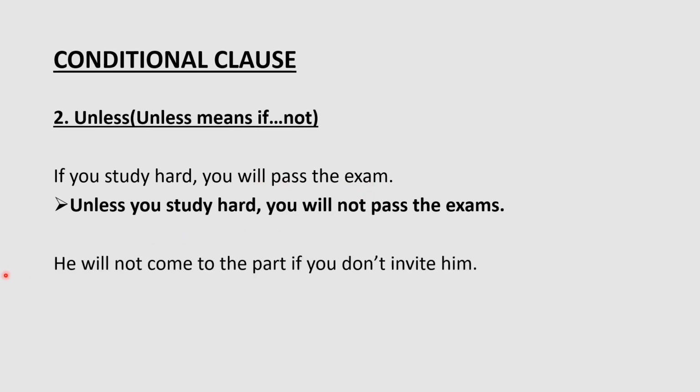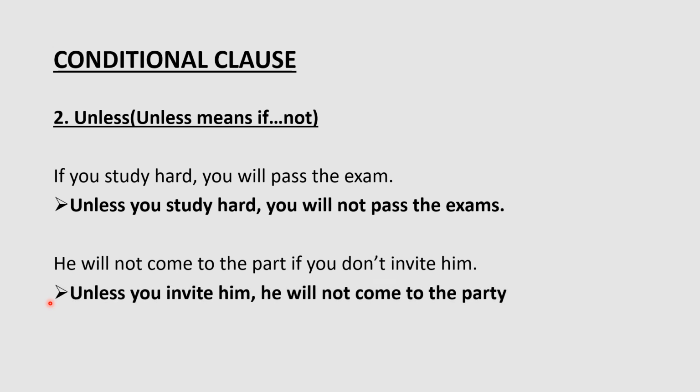Okay, what about this one? He will not come to the party. It's supposed to be, party here with Y, if you don't invite him. He will not come to the party if you don't invite him. So if you want to use unless, of course, this one is already in the negative, will not come to the party. So of course, this is what's going to happen. The condition is here. So we start with the condition. So unless you invite him, meaning that if you don't invite him, which is the way it is, he will not come to the party, which is the way it is.